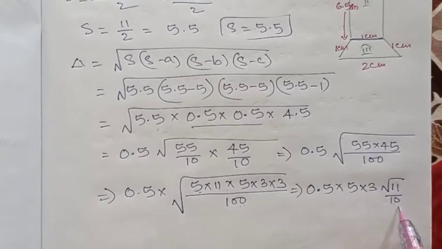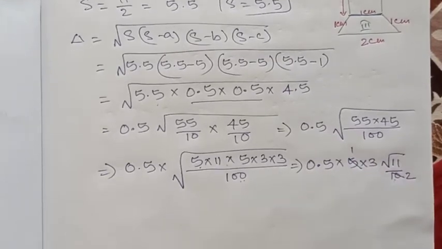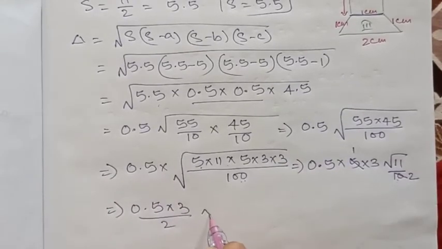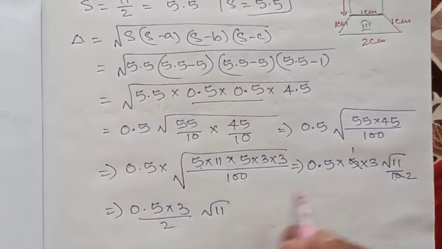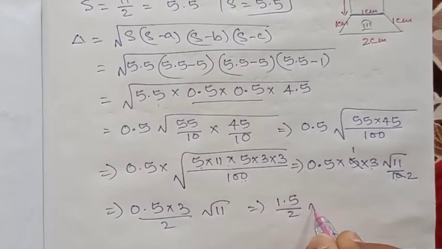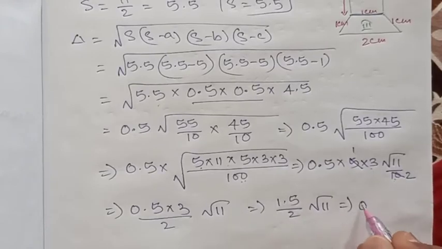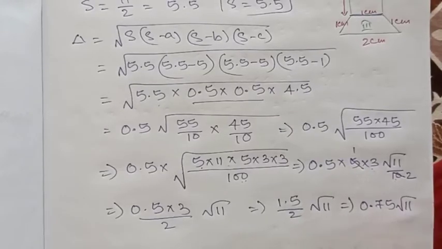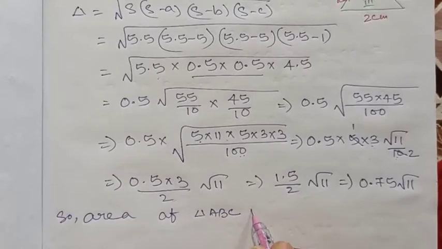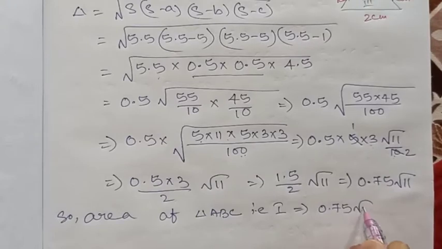So no need to put a square root for 10 here. Now 5 ones are 5, 5 twos are 10. So we will get 0.5 into 3 divided by 2 root 11. This 2 I wrote under these two numbers. 0.5 into 3 is 3 fives are 15, so 1.5 by 2 root 11, that will become 15 divided by 2 is 7.5. So here we will get 0.75 root 11. So the area of triangle ABC, that is the first figure, is 0.75 root 11 centimeter square.